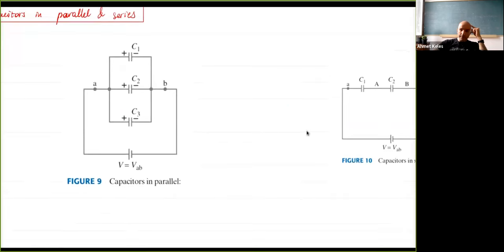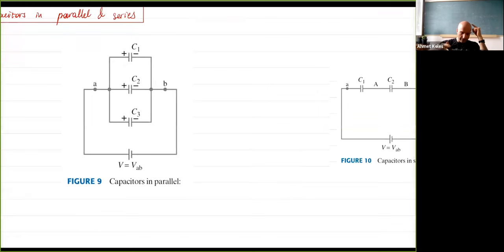For this, I can start first with the parallel one. If I have Q1 here, I have minus Q1 here, Q2 here, minus Q2 here, Q3 here, minus Q3 here. But the thing I know about parallel connections is that if this is V, this is also V, this is also V. So the voltage is the same, and it is equal to the voltage you apply, which is the battery here. V is equal to V_AB.